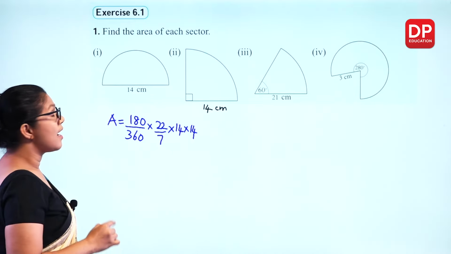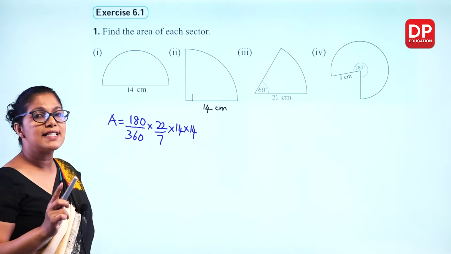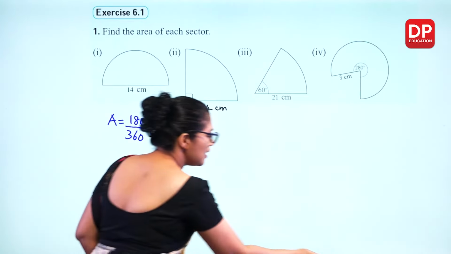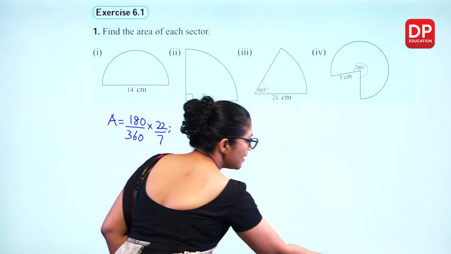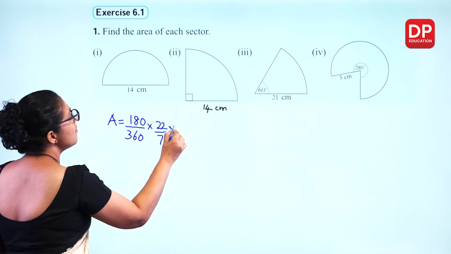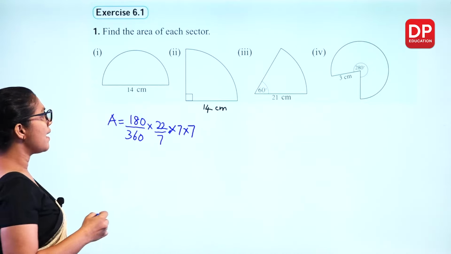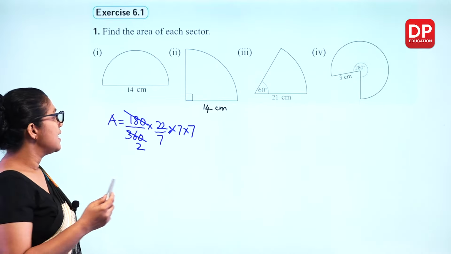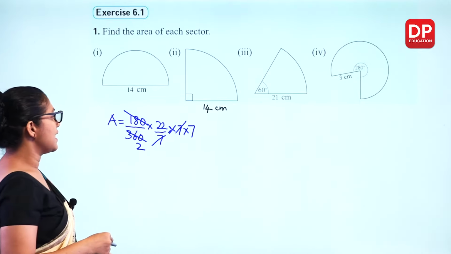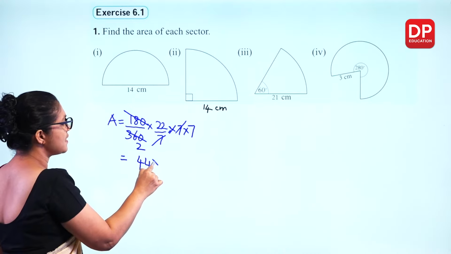Here r is not 14. What's the r value? 14 is the diameter. So here we can plug in 7 as the radius, not the 14. So 7 times 7. Now try to simplify. We know 180 times 2 is 360, and the 7s get cancelled out. So here you get 44 times 7.